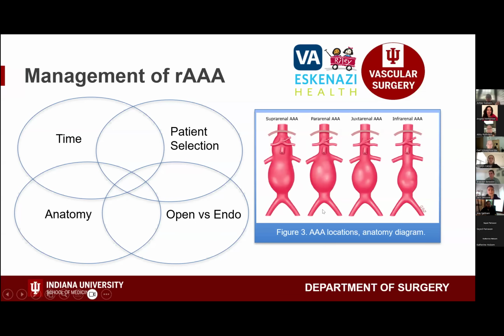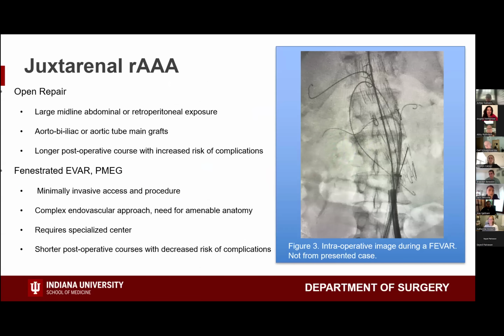And again, everything ties back to time. The case that I presented, the physician modified endograft, you're modifying the graft in the OR based off the patient's CT scan. This takes a lot of time as well. So now going into juxtarenal ruptured AAAs, the options are open versus an endovascular approach. Open is traditionally more common.